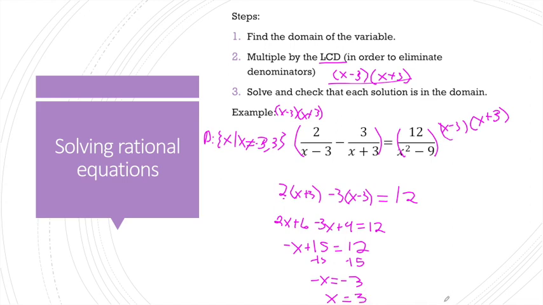Uh-oh. Now I need to check that each solution is in the domain. Is x equals 3 in my domain? No, it is not. So this has no solutions.